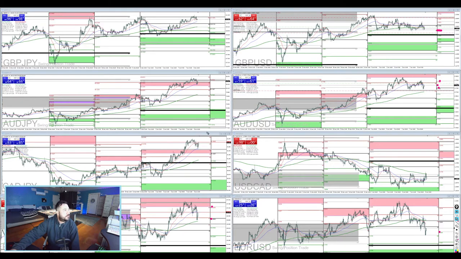The CAD yen I don't trade as far as the swing trading goes. The Australian yen is going to be opening up right at the M3. And the pound yen is going to be opening up right at the M3. Now, keep an eye on this, because what I'm going to do is use a cheat sheet.